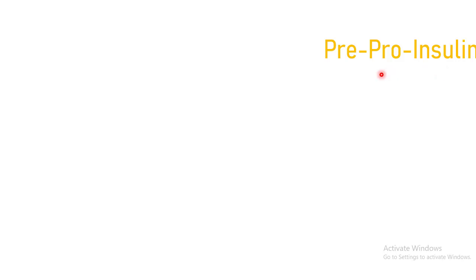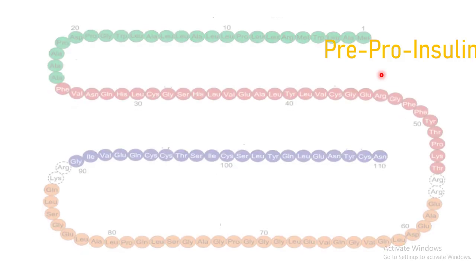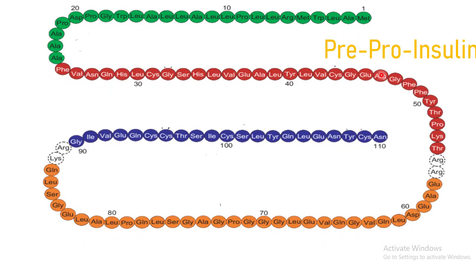So let us have a look at how the preproinsulin looks. If you look at the preproinsulin, you're actually talking about a 110 amino acid long protein. In this 110 amino acid long protein, you are going to see four parts.